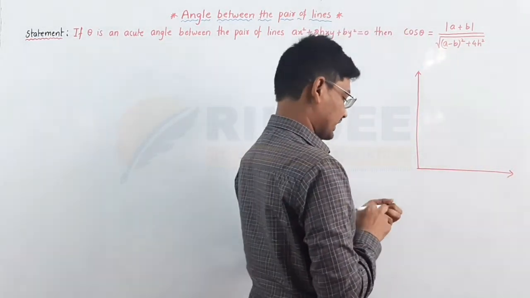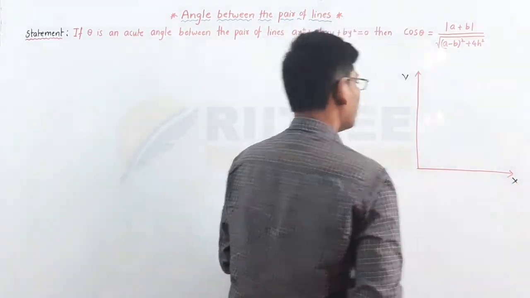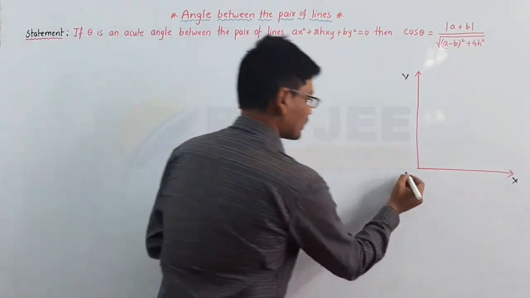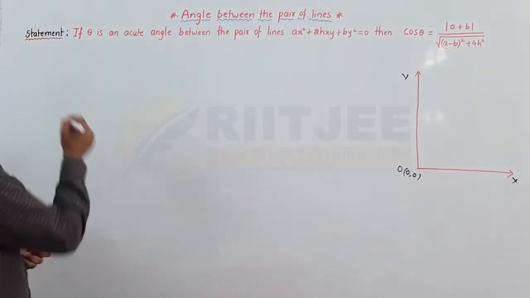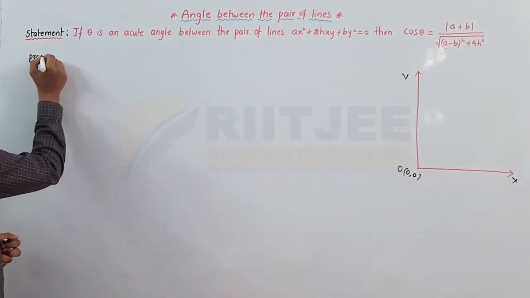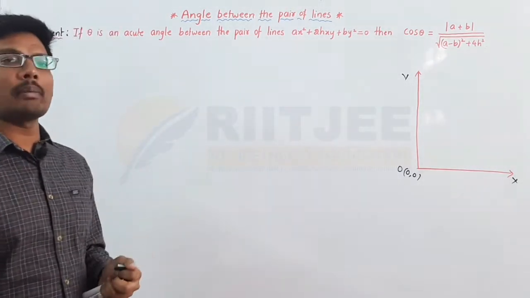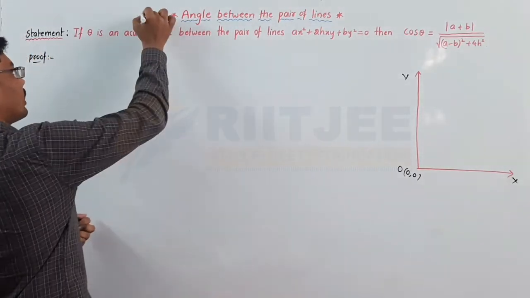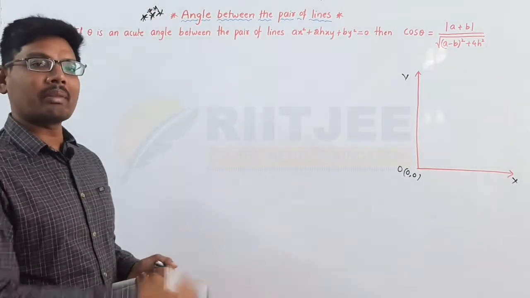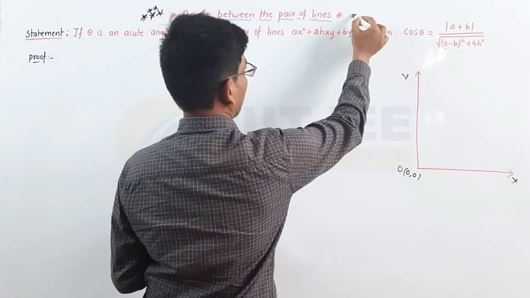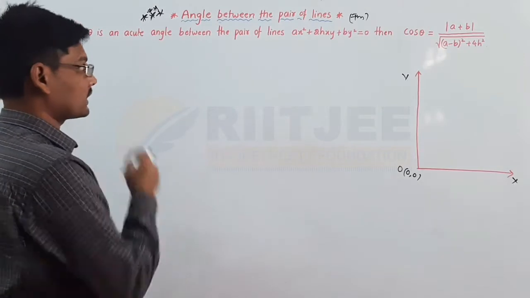This is the x-axis, this is the y-axis. This is the origin O (0, 0). Now, the proof for this one, in our material has only the statement, but we are discussing the proof also here. This is the most important topic for pair of straight lines. When it comes to IPE, they will ask a 7 marks question for this one. So listen carefully while watching this class.